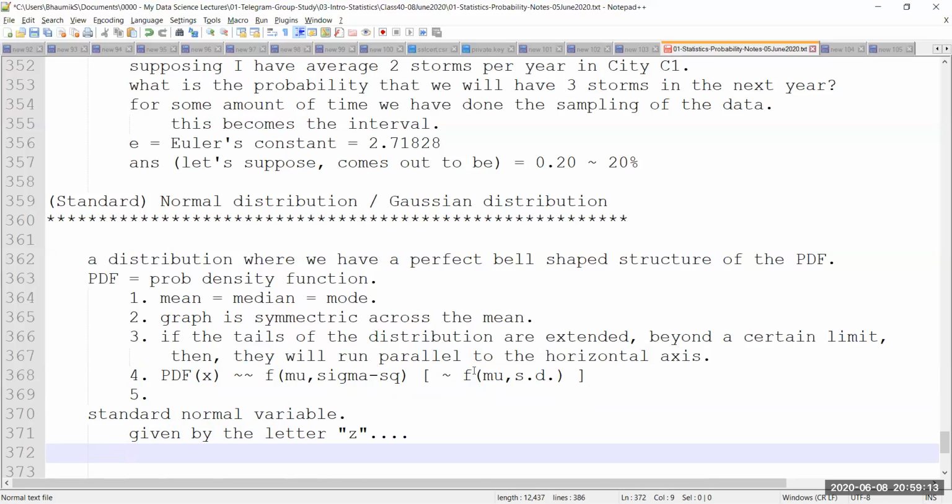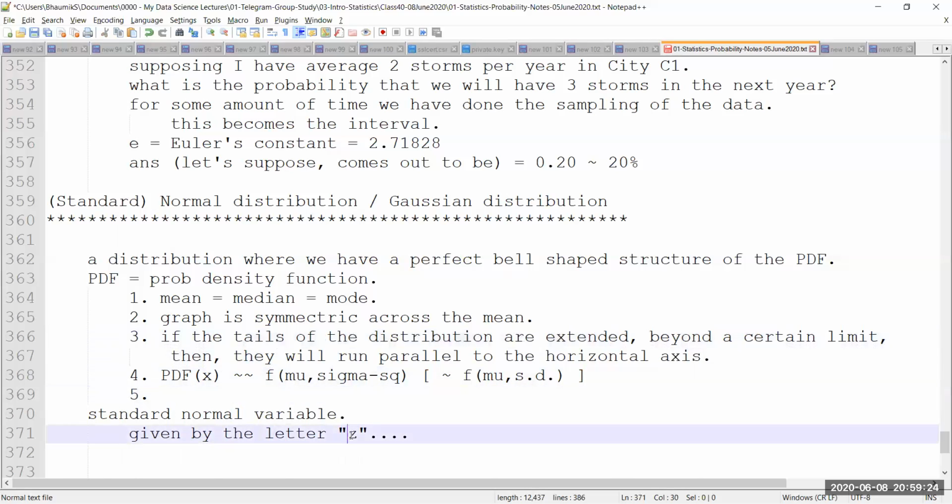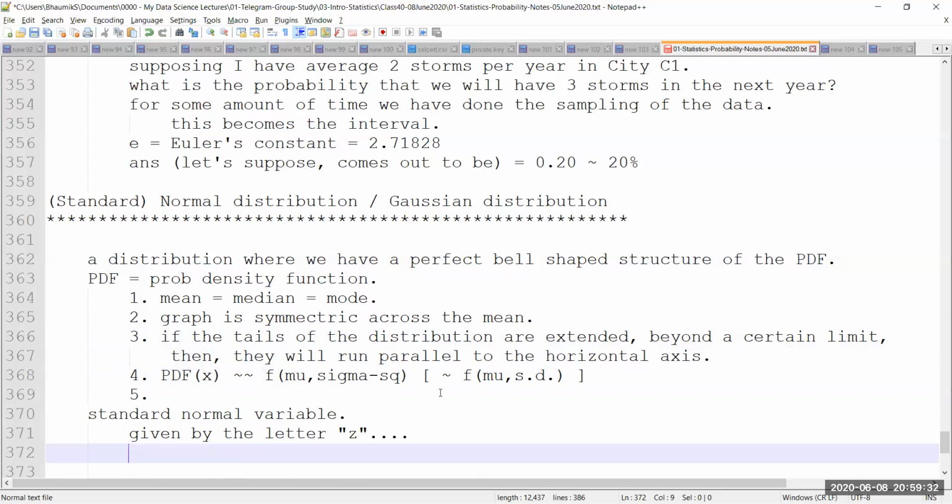So what did we see over here? If the tails of the distribution are extended beyond a certain limit, then they will run parallel to the horizontal axis, which means anything beyond Z is what we should not be considering. That's why we consider something which is within the values of A to Z, and that's why we simply call it Z. So it's the decisive variable. Why is it called a variable? I don't know, but it's actually a calculation.